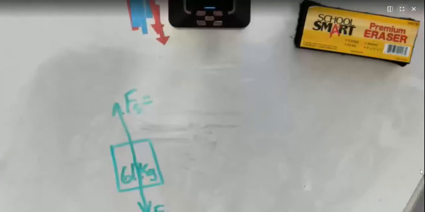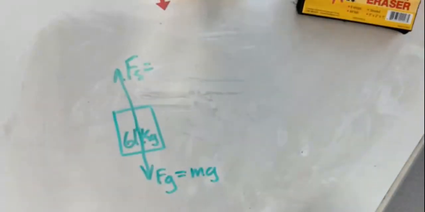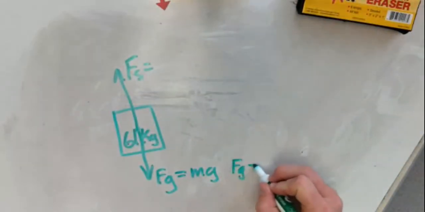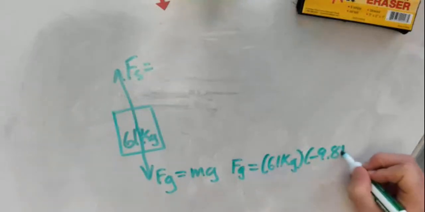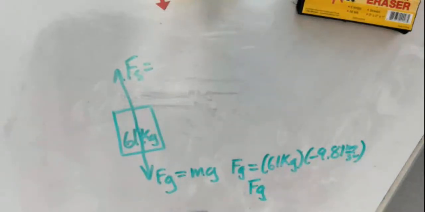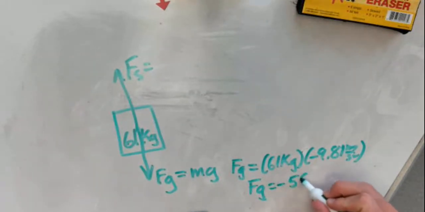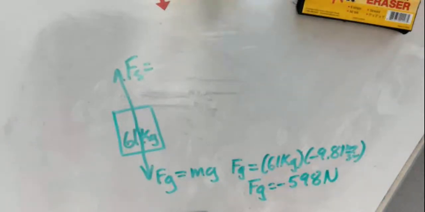To do this, we need their force of gravity, because that's what your weight is. So here's your equation. Now substitute with units. Fg equals 61 kilograms times negative 9.81 meters per second squared. Multiply those, and Fg equals negative 598 newtons. So that's part 1.